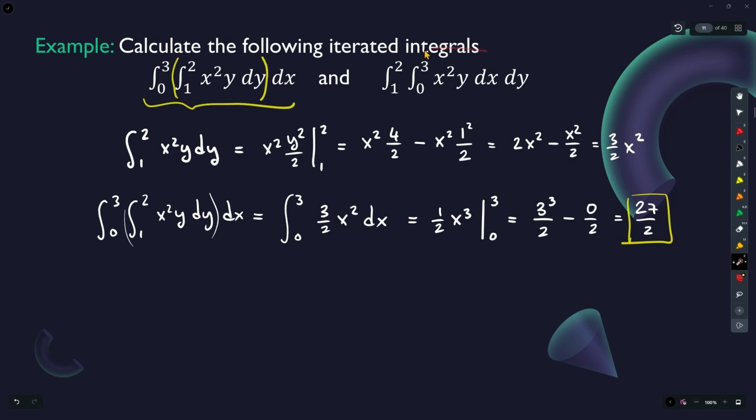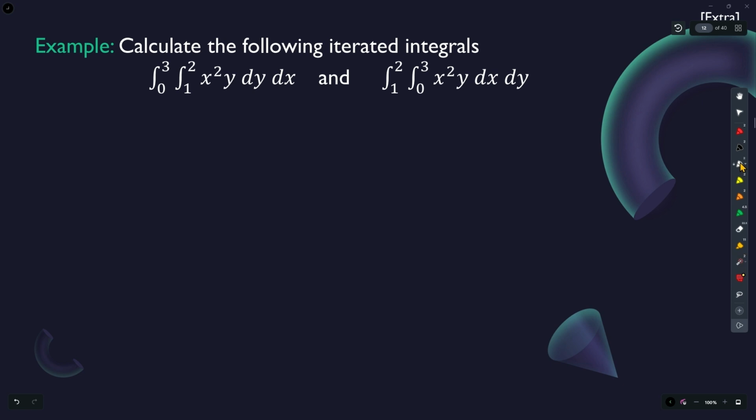So let's see what happens now with the second integral. You see that the second integral is the same function, the same bounds, but we have flipped the order of integration. Remember that 0, 3 corresponded to x. So I'm going to integrate first from 0 to 3 with respect to x, and then from 1 to 2 with respect to y. So we have exchanged the order of integration, and let's see if we get the same answer. So I'm going to do that here.